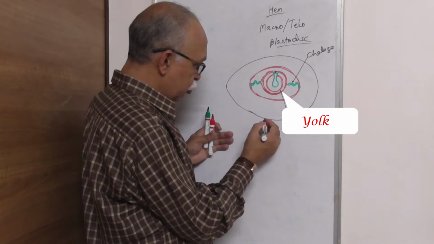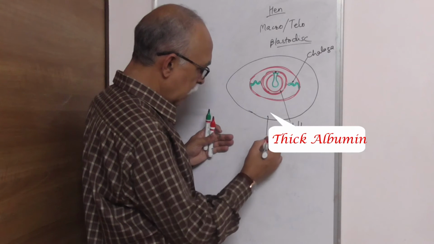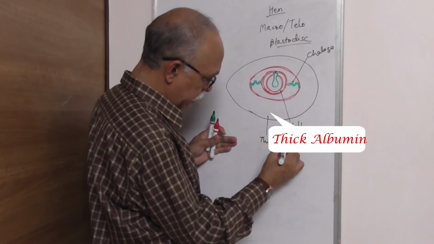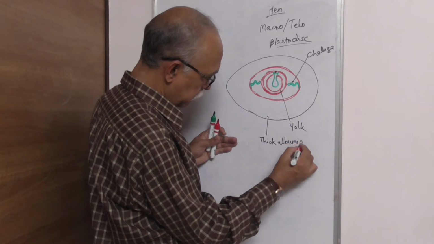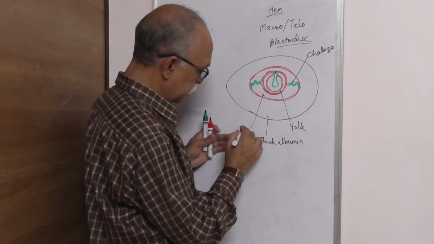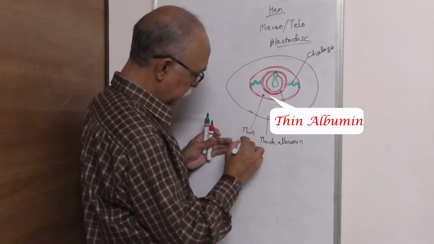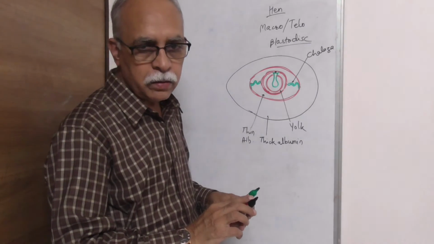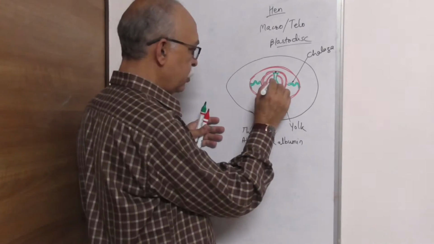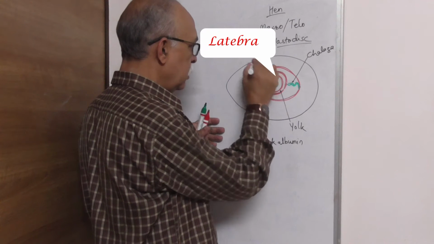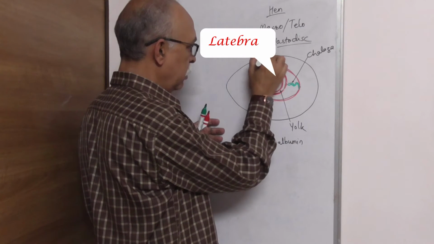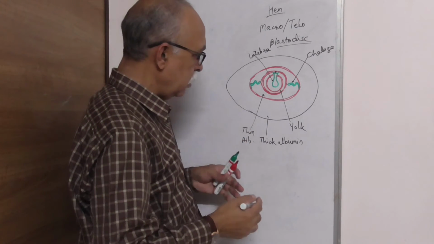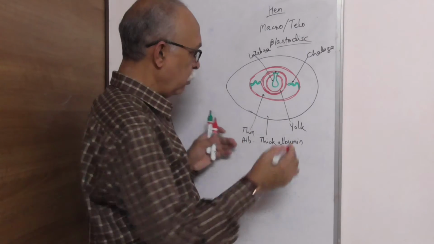Then, in this region, there is albumin, but this is a thick albumin, and this is thin albumin. This flask-shaped region, it's called as latebra. It again has an important role in the development of embryo.